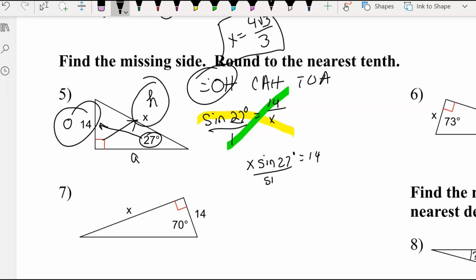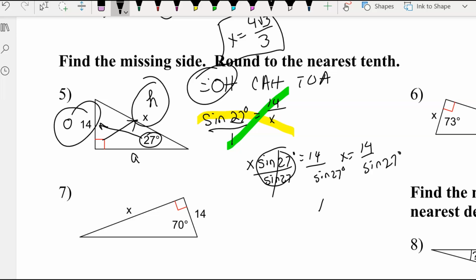We want to now get rid of sine of 27. So remember, sine of 27 is just a number. If you type that into your calculator, you're going to get a decimal number. This cancels out, and you take your calculator and type in 14 divided by sine of 27 degrees, and it should give you a number. Let's see what that is.